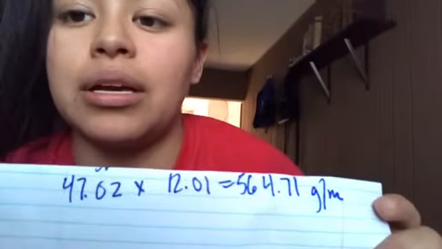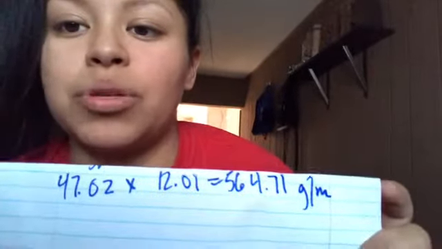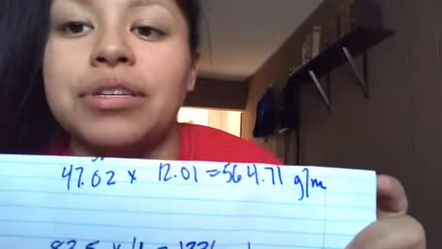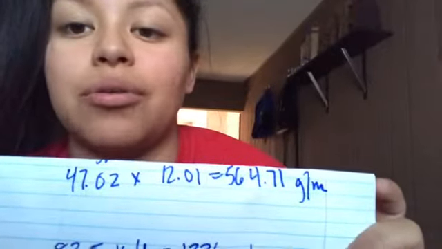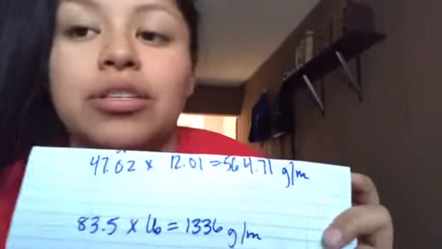So we would multiply 47.02 times 12.01, which would give us 564.71 grams per mole. So that would be the answer for question number 1. Then we have a second question stating, how many moles is 83.5 grams of oxygen?